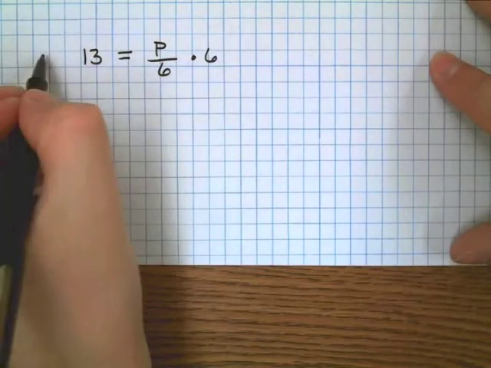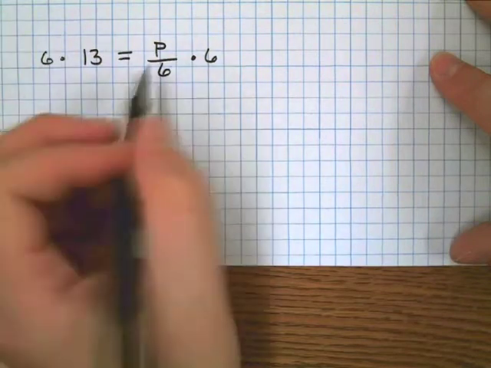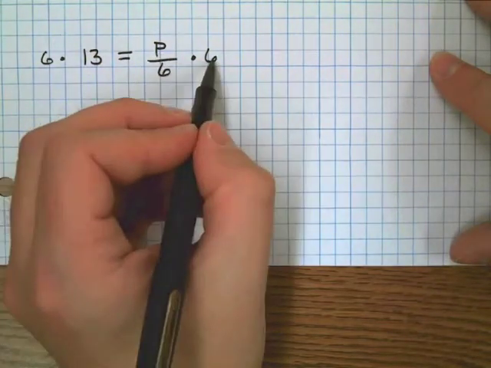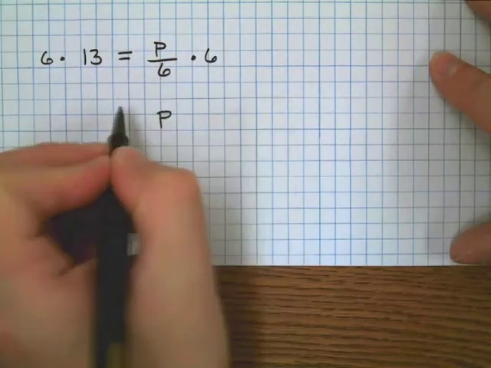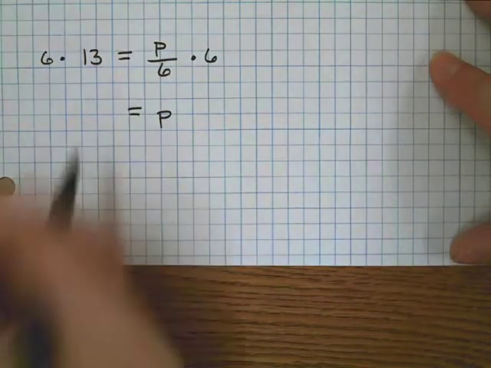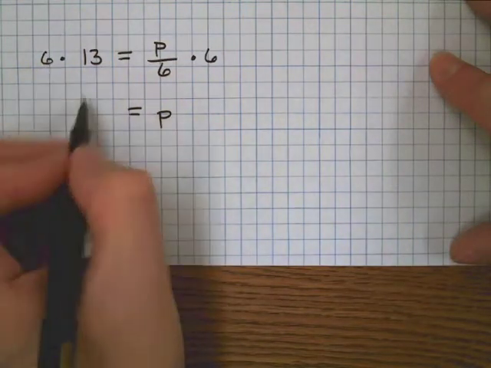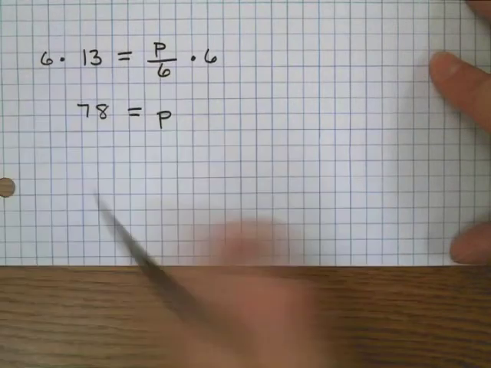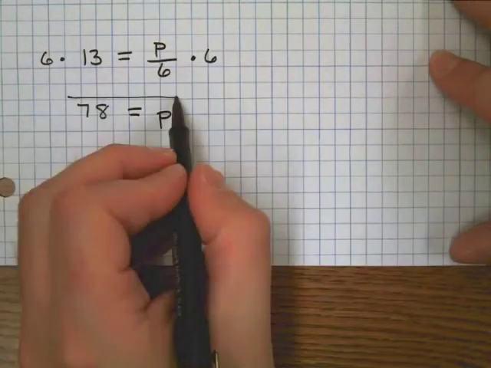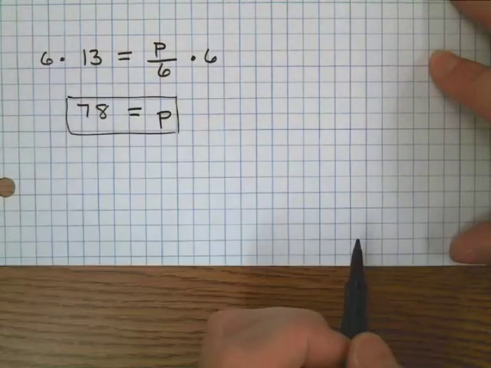Since I do it to one side, I'm going to do it to the other side. And p divided by 6 times 6 leaves me with p, the variable by itself. And 13 times 6 is 78. So 78 is equivalent to p.